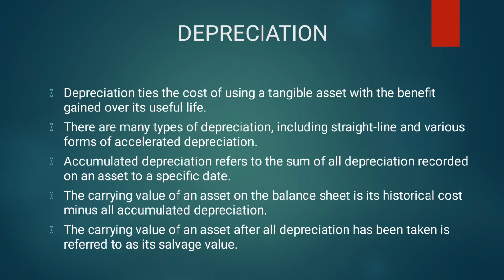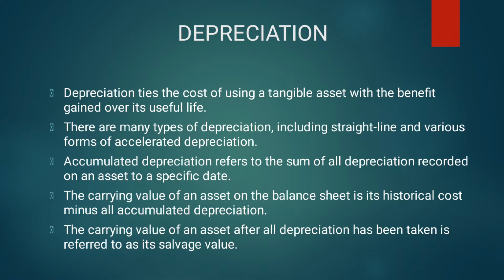Next, depreciation. Depreciation is nothing but decreasing the value of assets. First one, depreciation ties the cost of using a tangible asset with the benefit gained over its useful life. Second one, there are many types of depreciation, including straight line and various forms of accelerated depreciation.